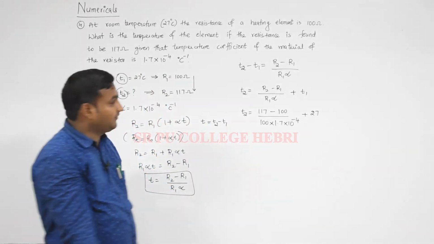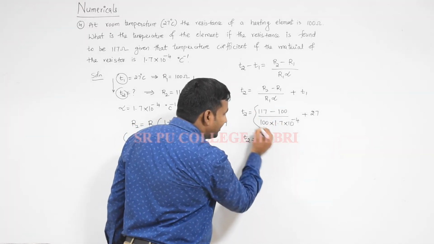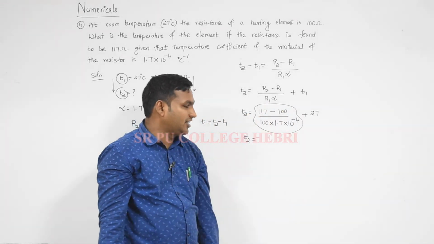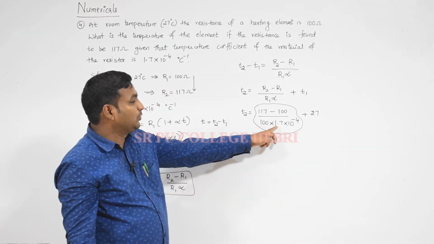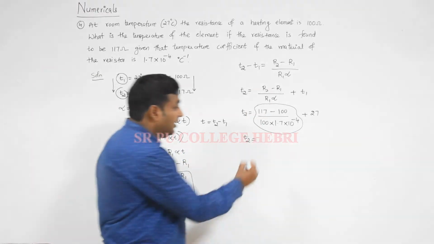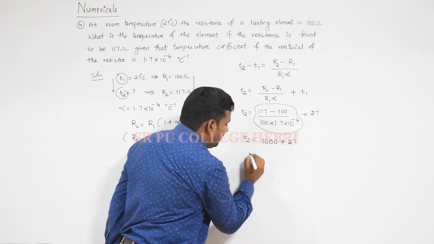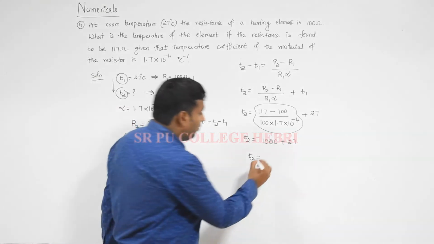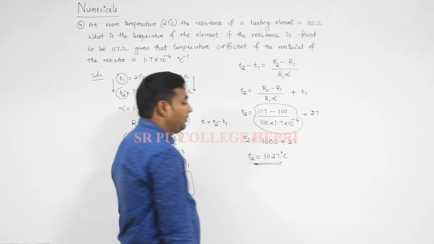Simplify this. After simplifying, we get the answer for this entire term: 117 minus 100 is 17, divided by 100 into 1.7, which becomes 170 into 10 power minus 4. After simplification it becomes 1000 plus 27. So for T2 we get the answer 1000 plus 27, which becomes 1027 degrees Celsius.